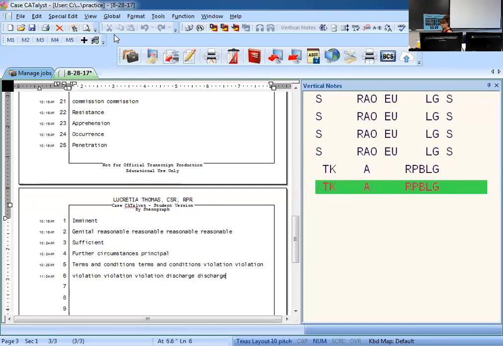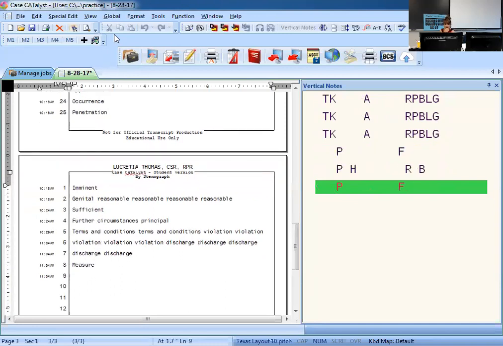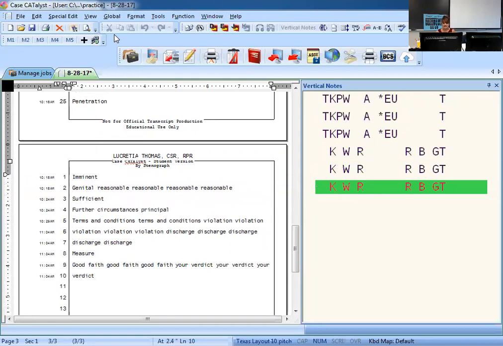Discharge is darge, D-A-R-J, discharge. You've got measure, M-R-B, measure is M-R-B. Good faith is gate, G long A-T asterisk, gate for good faith. Your verdict is Y, R-K-T, Y, final R-K-T.